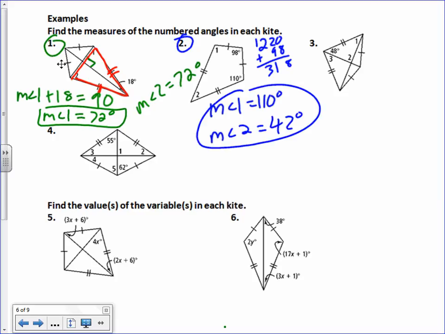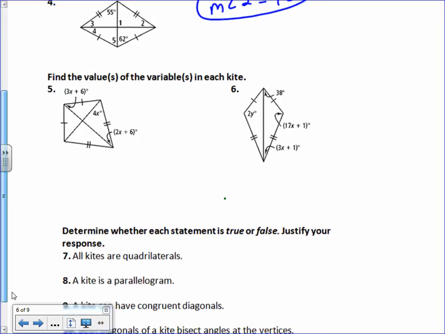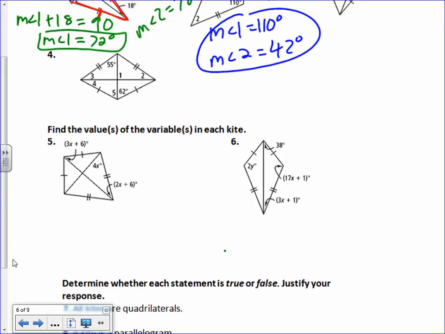Alright. Let's go on from there. We'll do one more. This last one is number 5. Find the values of the variables in each kite. We have that this top one is 3x plus 6. We have this one right here is 4x. And we have that 2x plus 6 is that bottom one.